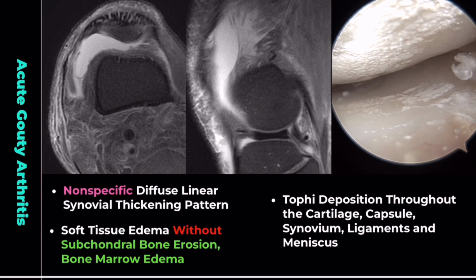The imaging shows a nonspecific diffuse linear synovial thickening pattern and soft tissue edema without subchondral bone erosion or bone marrow edema. During arthroscopy, Tophi deposition was found throughout the cartilage, capsule, synovium, ligaments, and meniscus.